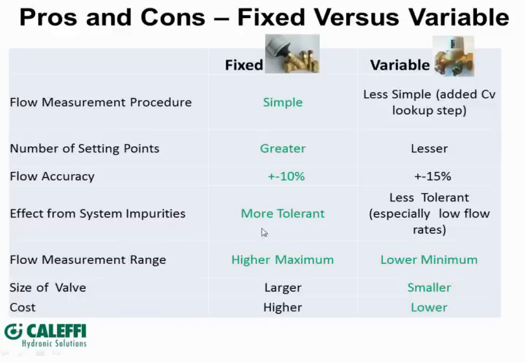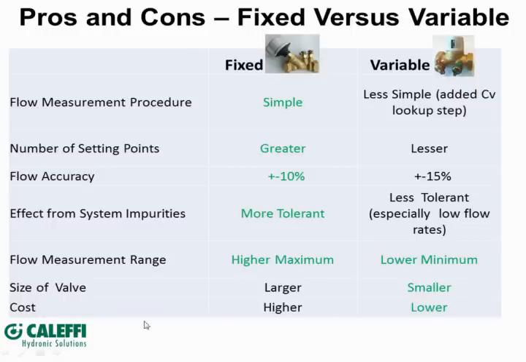Manual balancing valves do not like too many system impurities. The fixed valve is more tolerant of any type of debris in your system, whereas the variable Venturi type of balancing valve is less tolerant, especially as you get into lower flow rates. The flow measurement range is comparable between the two. However, a fixed Venturi valve has a higher maximum flow rate. So as an example, on a certain size pipe, call it 3/4 inch, the fixed Venturi will allow you to measure flow at a higher level than a 3/4 inch variable Venturi balancing valve. That's typically not a real big deal for most applications.